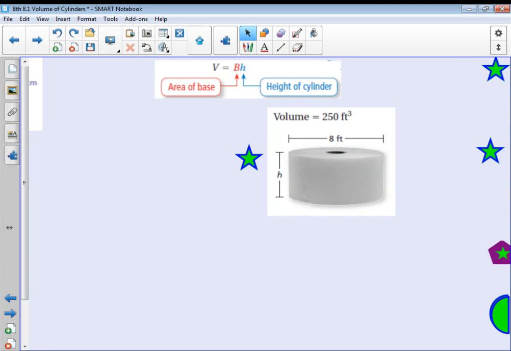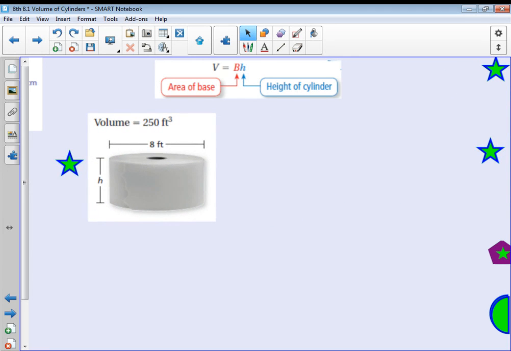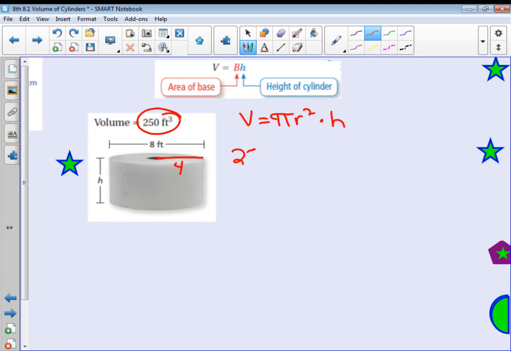Okay, so let's try another one of those. Once again, we need the radius. So the whole distance was 8, this is 4. Our volume equals pi r squared, which is the area of the base, times the height. Volume is 250 equals pi times radius, which is 4 squared, times our height. 4 squared is 16 times 3.14 times our height.